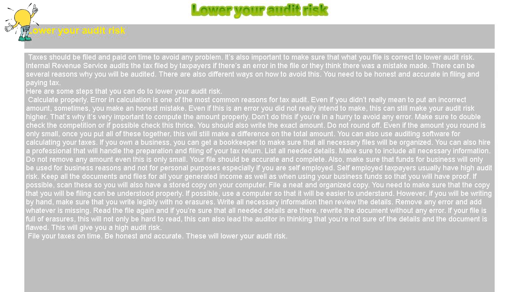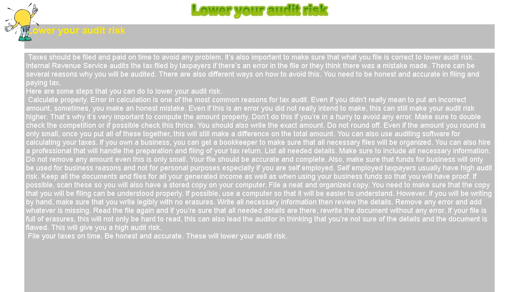List all needed details. Make sure to include all necessary information. Do not remove any amount, even if it is only small. Your file should be accurate and complete.